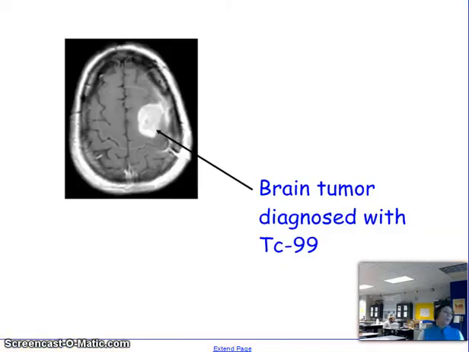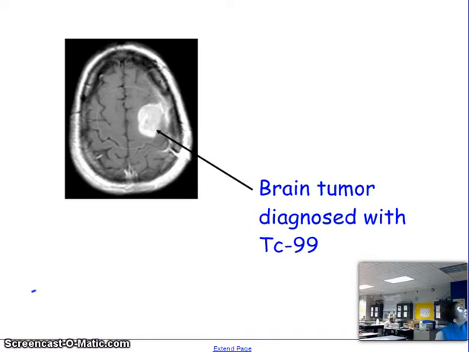If you have a tumor, they would inject you with the radioactive technetium and wait a period of time for it to travel through your bloodstream up into your brain, and then they would do either a CAT scan or an MRI. If you have a tumor, you would get this large area of technetium accumulation in that tumor. So again, we use technetium-99 to diagnose brain tumors.